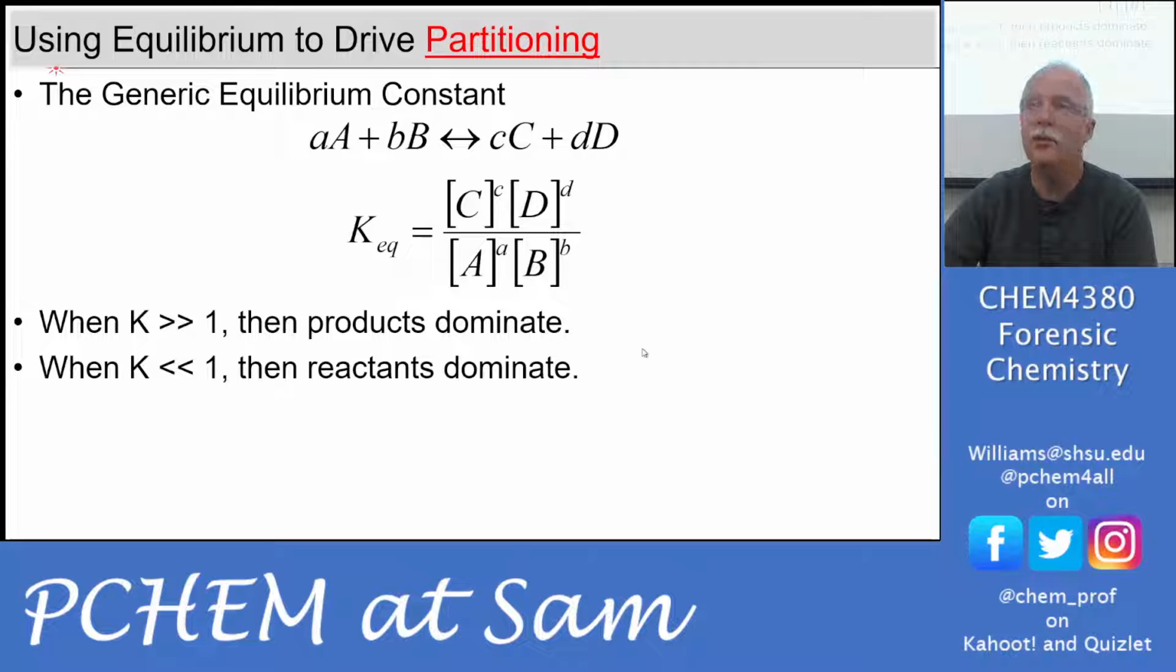If it's exactly equal to 1, then your reactants and products are sort of equally matched. Okay, that doesn't mean they're the same concentrations because your powers might be different. You might have some squares and some cubes.